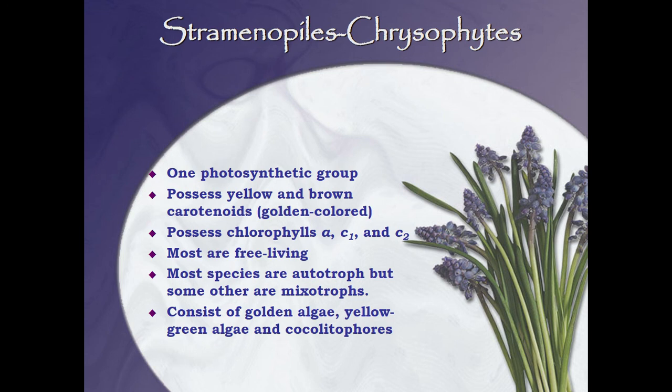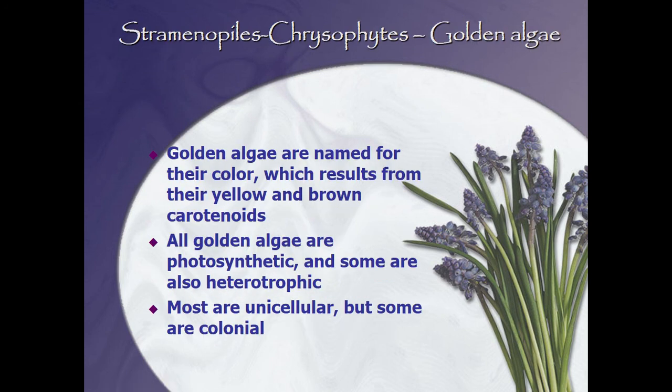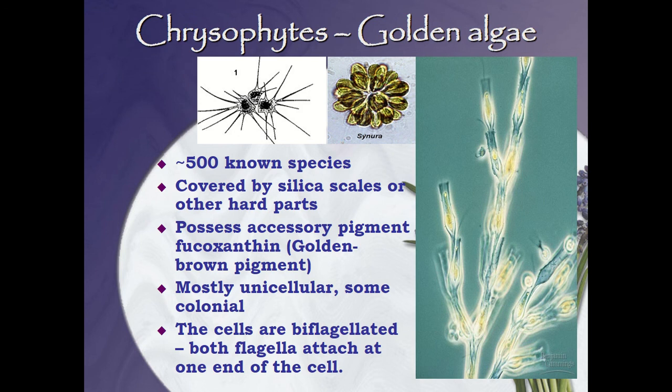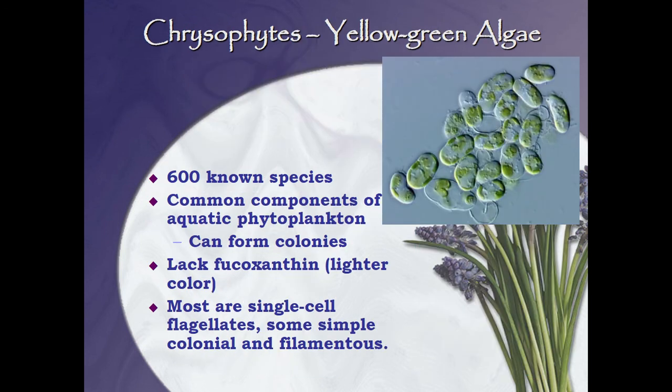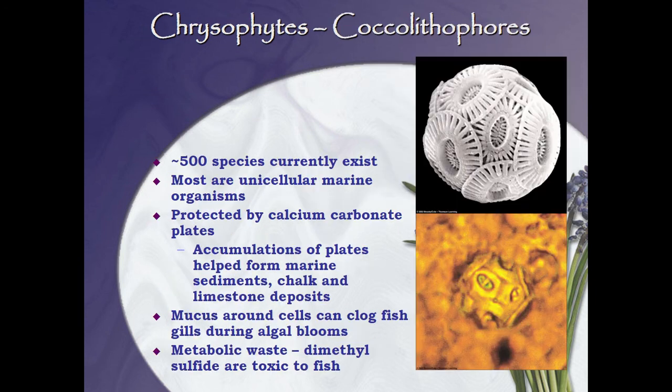Next, this is the example of diatoms. We have chrysophytes, in which it possesses yellow and brown carotenoids and possesses chlorophyll A, C1, and C2. And it consists of golden algae, yellow-green algae, and coccolithophores. So remember, coccolithophores is a parasite that is toxic to the fish. Okay, here is the structure. And then we also have yellow-green algae under the group of the golden algae. And this is coccolithophores, the one that I said is toxic to the fish.